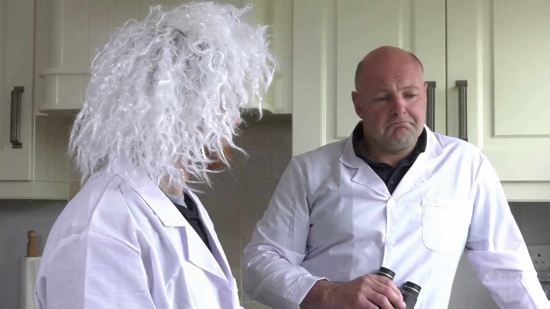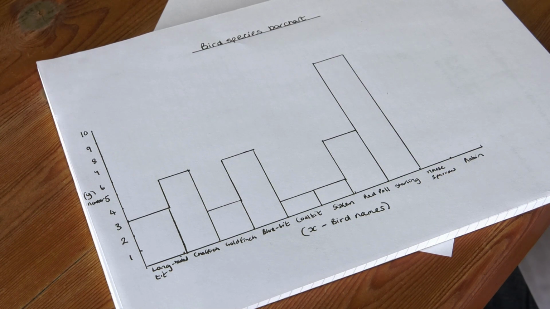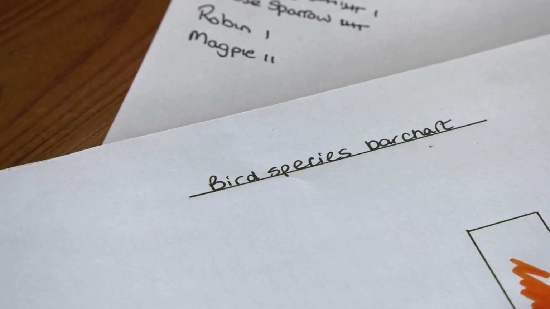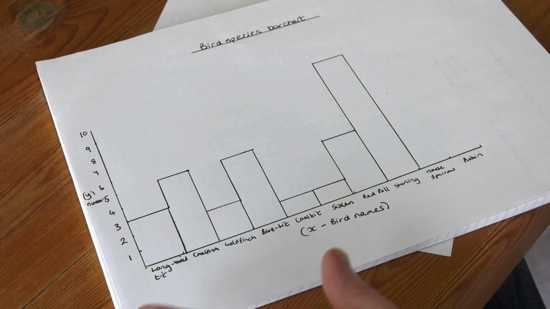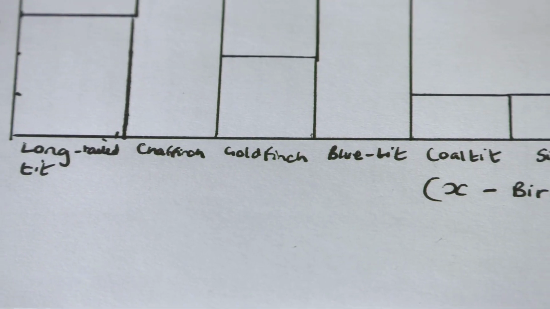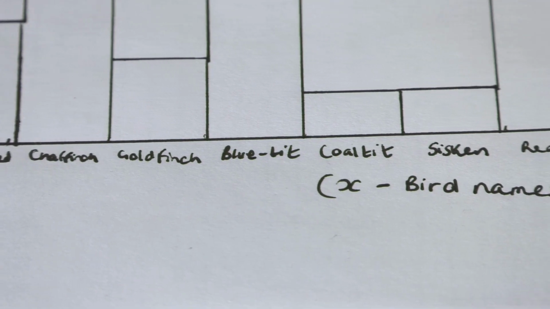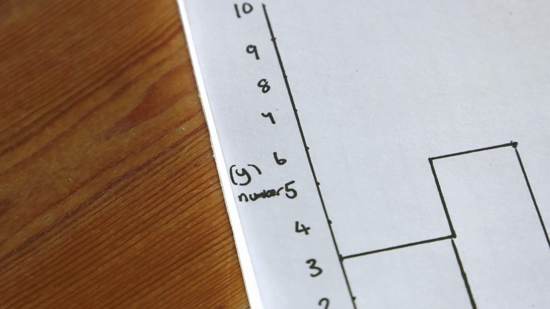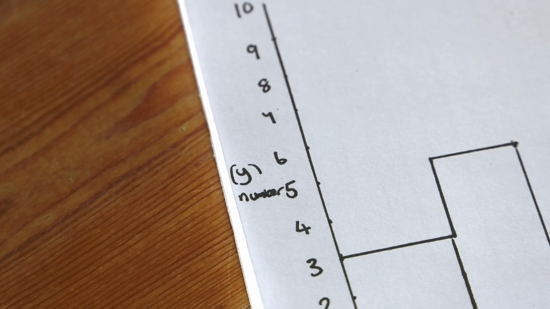That's a good idea. A good way to represent the data collected in the tally chart is to graphically display it in a bar chart, for example. This is one I've been working on from the numbers we recorded in the garden. And as you can see, we've given it a good title, Bird Species Bar Chart. Along our x-axis, we have written the names of the different birds that we observed. And along our y-axis, vertically up and down, we've put the number of birds that we spotted.